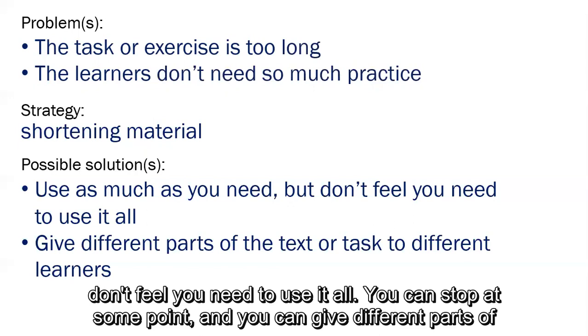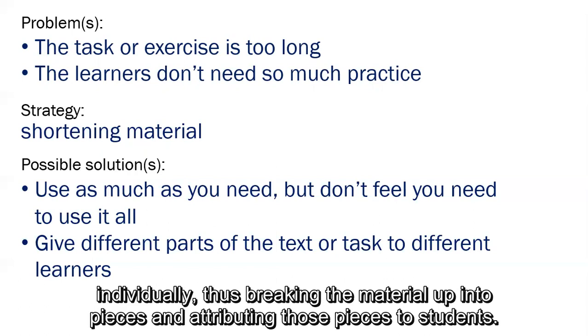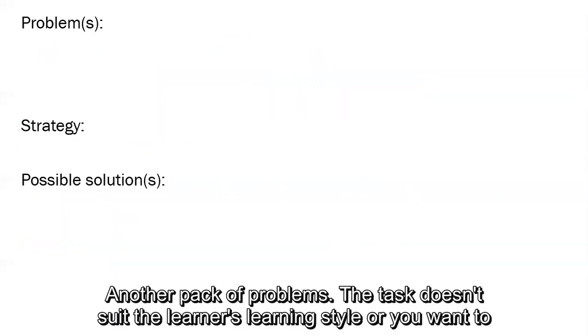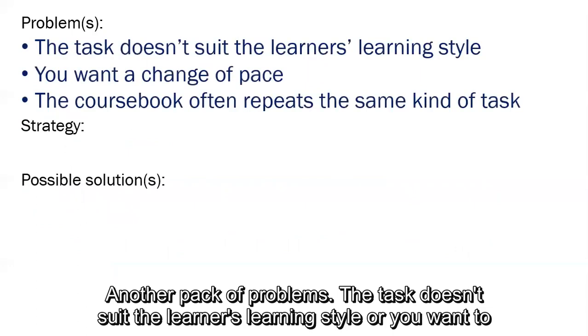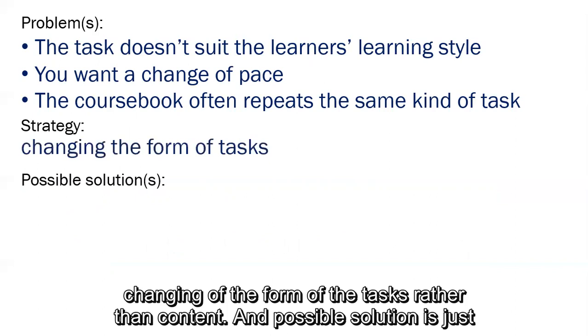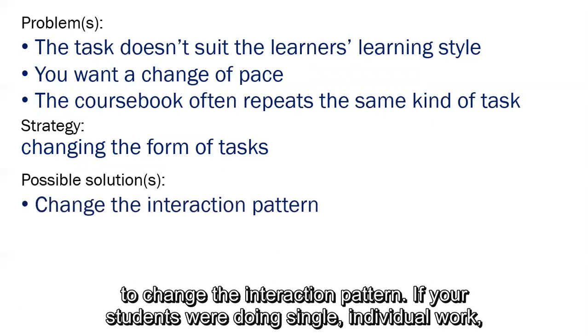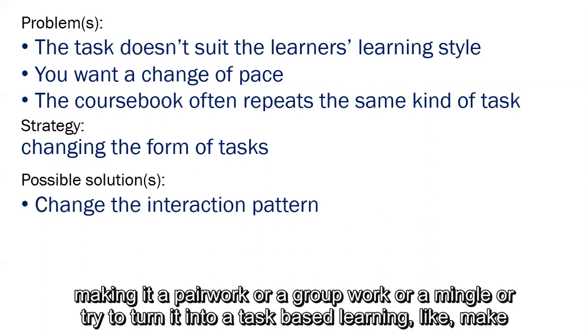And you can give different parts of the text or task to different learners, and then you can check it all together, or you can check it individually, thus breaking the material up into pieces and attributing those pieces to students. Well, another pack of problems: the task doesn't suit the learners' learning style, or you want to change the pace, or the course book often repeats the same kind of task. So all these problems address changing the form of the tasks rather than content, right? And the possible solution is just to change the interaction pattern. Like if your students were doing individual work, make it a pair work or a group work or a mingle, or try to turn it into task-based learning, like make a project out of it.